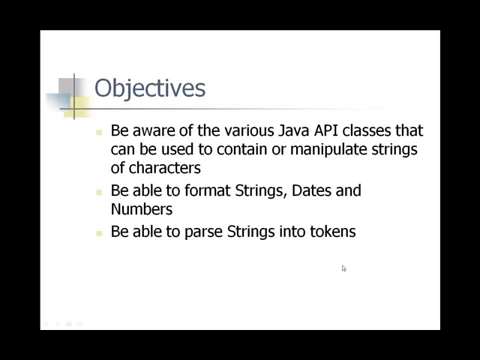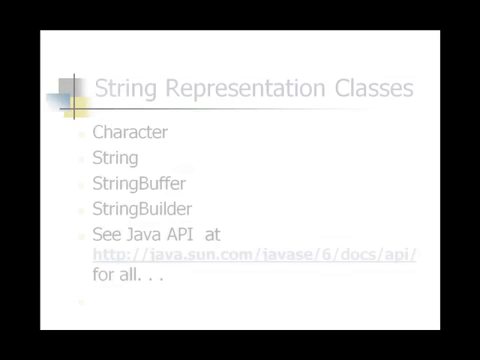What are our objectives? Well, we want to be aware of some of the API classes, the things we get with the Java API, when we want to manipulate strings of characters, also known as strings. We also want to be able to format strings, dates, and numbers. When I say format strings, we want to be able to format dates and numbers according to however we choose to have them formatted. Numbers, for example, should we have commas, should we have decimal points, etc. And finally, we want to be able to parse strings into tokens. It means to break up strings into pieces according to some delimiter.